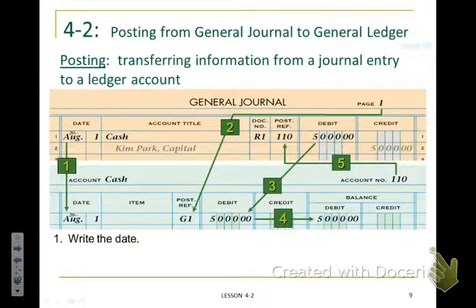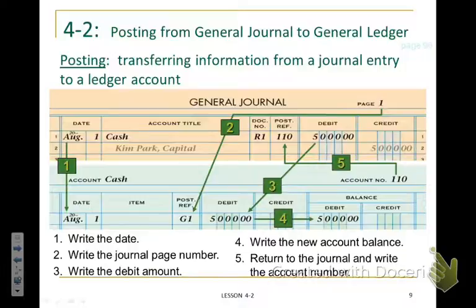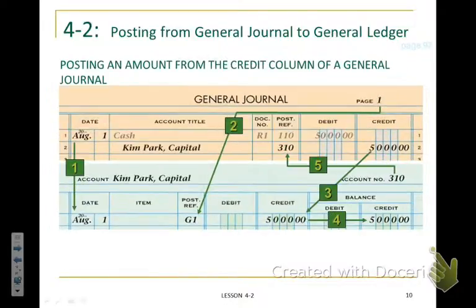So these are the steps of doing the posting. You're going to write the date, step 1. Step 2, you're going to write the journal page. Step 3, you're going to write the debit amount. Then you're going to carry the balance over. And then step 5 is going to be returning the account number back to the journal page. Every single transaction.